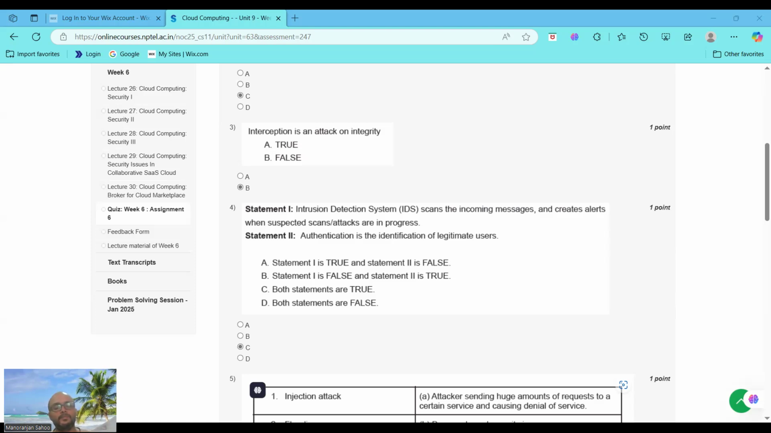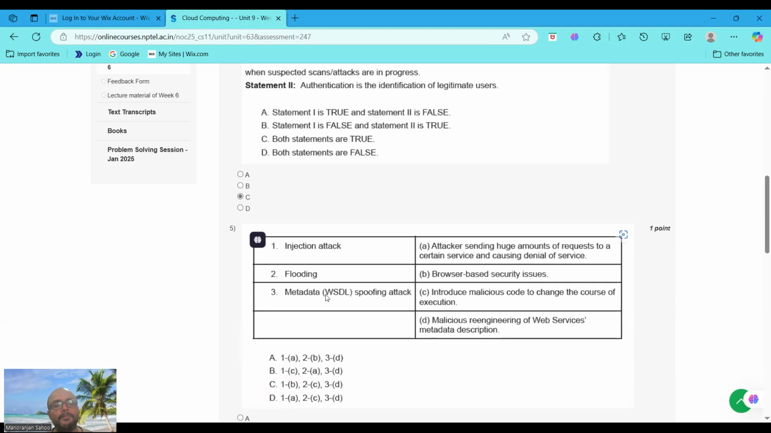Once again, statement 1 is true because an IDS monitors network traffic for suspicious activity and generates alerts when potential threats are detected. Statement 2 is true because authentication is the process of verifying the identity of users to ensure that they are legitimate. So you can consider both statements as true. Moving to question number 5.